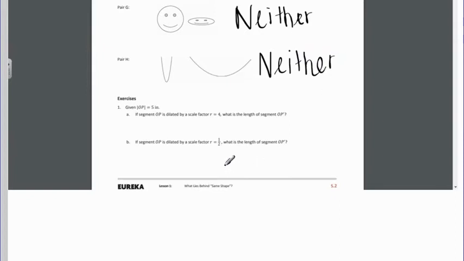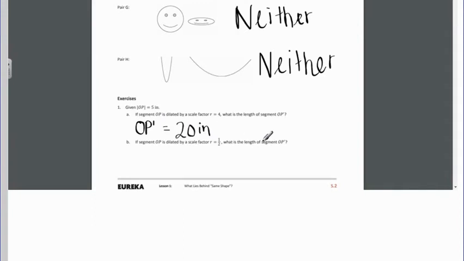All right, we're going to move down to number 1. It says, given the segment OP is 5 inches long, we want to dilate that by a scale factor of 4. What is the length of segment OP prime? So we know the original length was 5 inches, and we want it to have a scale factor of 4, which means it's going to have to get 4 times bigger than that. So what you're going to do is take 5 times 4. So the new segment would be 20 inches long.